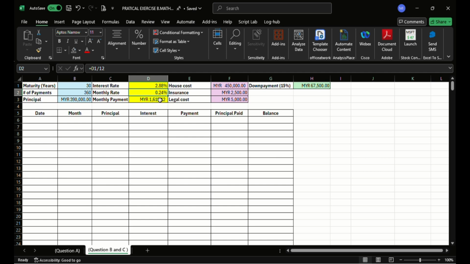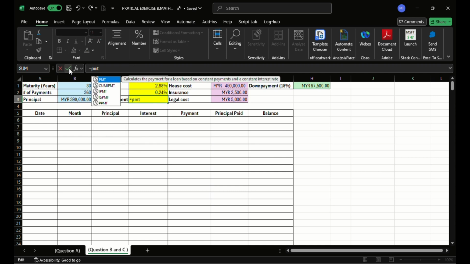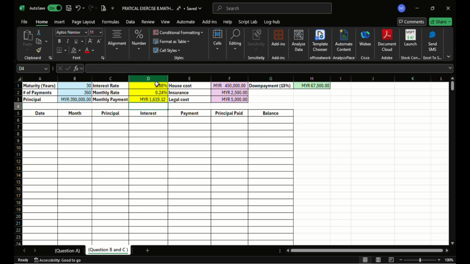To get the monthly payment, I use this formula, which is PMT. Take the monthly rate, number of payments, and then put a negative on the principal, and then put 0 to make sure the final payment will be 0. We get the monthly payment of 1,619 ringgit.